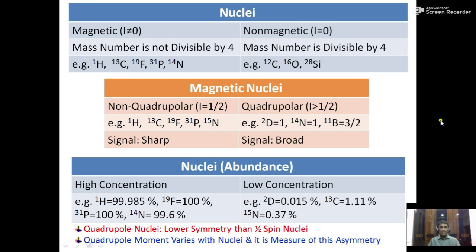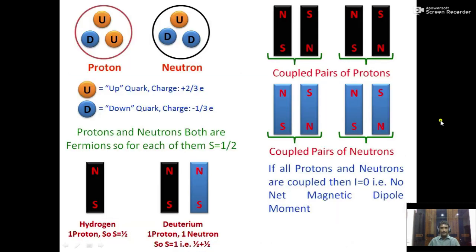Furthermore, quadrupolar nuclei have lower symmetry than the nuclei having I equal to 1/2, that is, the non-quadrupolar spin nuclei. The quadrupolar moment varies with the nuclei, and it is a measure of asymmetry.